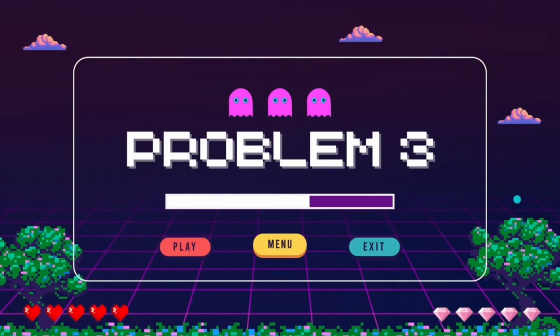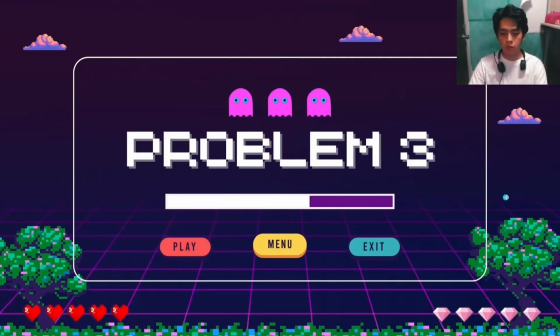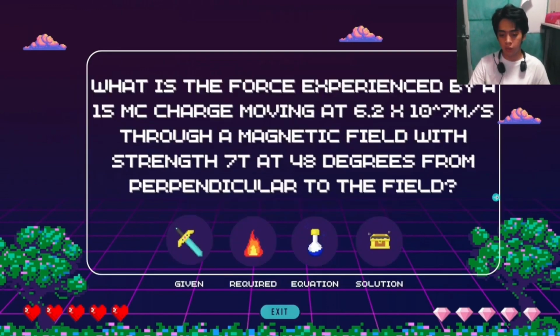So now we're going to move on to our next problem, which is problem number 3. So we have here the problem. What is the force experienced by a 15 microcoulomb charge moving at 6.2 times 10 raised to 7 meters per second through a magnetic field with the strength of 70 at 48 degrees from perpendicular to the field?